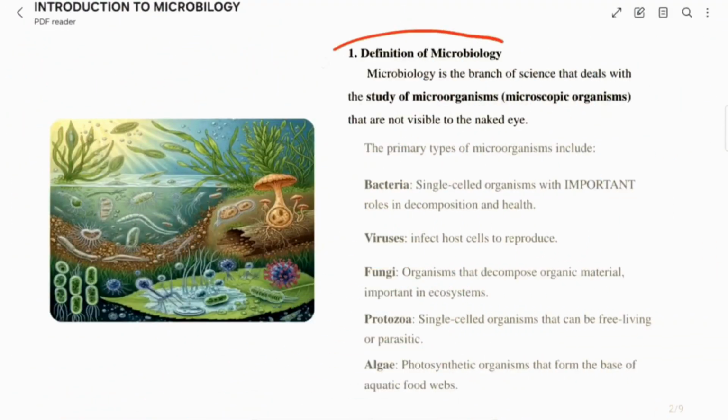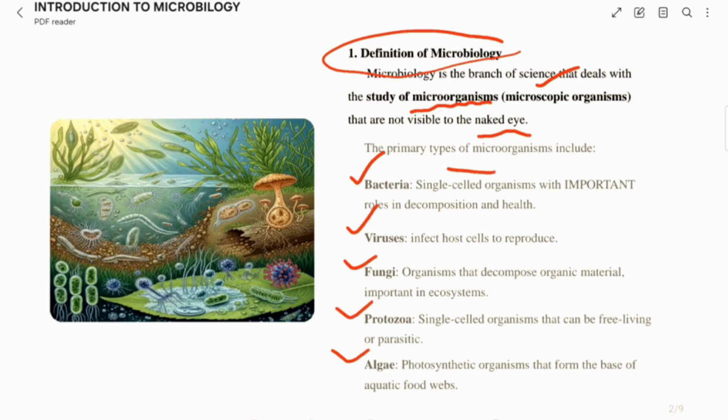Microbiology. So microbiology is a branch of science that deals with the study of microorganisms. These are organisms which are not visible to the naked eye and can only be seen through the microscope. There are different types of microorganisms. The basic types are bacteria, virus, fungi, protozoa and algae.